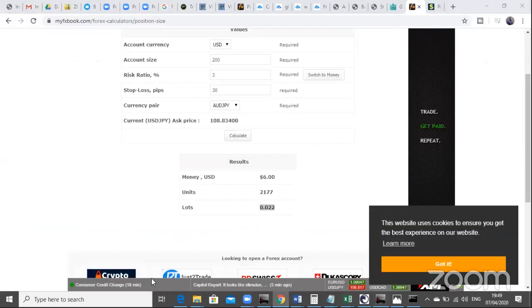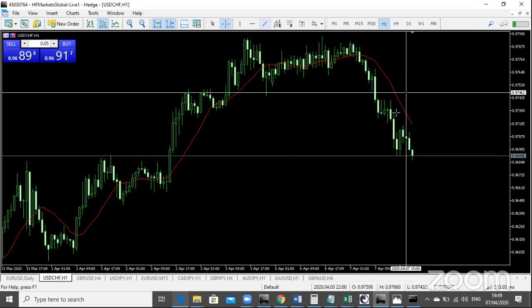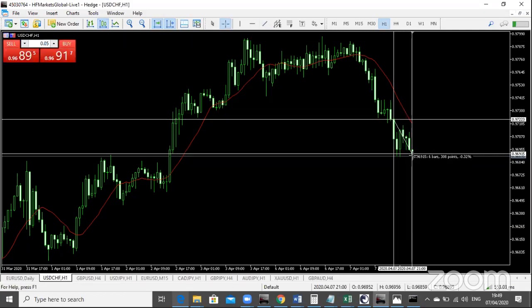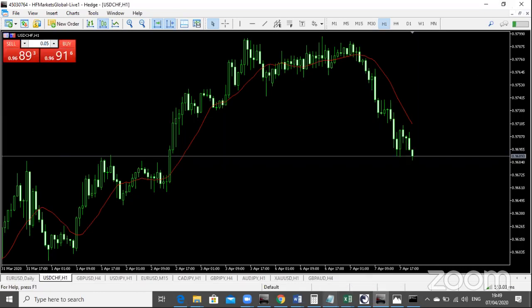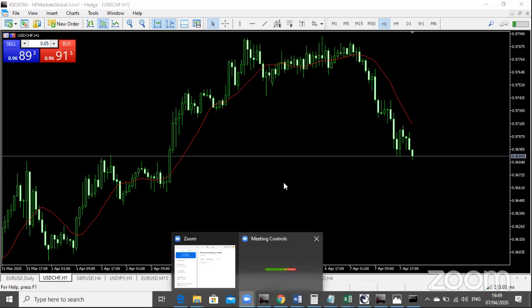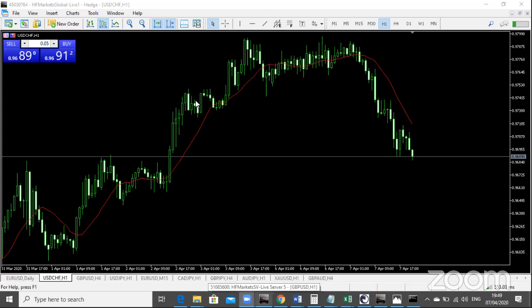How many of us are still in USD CHF? We are currently on USD CHF. We entered from here, which gave us our 30 pips. How many of us has made good money from USD CHF? You've made money from USD CHF, type in 2. You are still in it, type in 1.